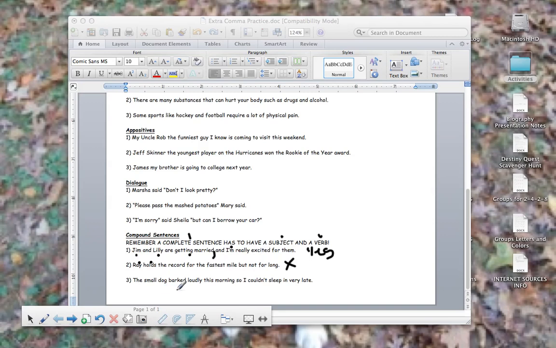Let's look at number 3. The small dog barked loudly this morning. Dog is my subject, barked is my verb. So I couldn't sleep in very late. Let's see if we have a complete sentence. I couldn't sleep in very late. I is my subject. What did I do? Couldn't sleep. So if I have a subject and a verb, it is a complete sentence and I need a comma. So if you see a conjunction like so, but, or and, you have to have a complete sentence after it in order to use a comma. If it's not a complete sentence, don't put a comma.